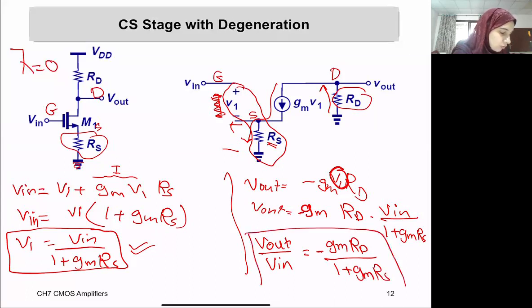Still, it's an inverting topology. If it was a common source alone, the gain was minus GmRd. Now with degeneration, the gain reduces and it becomes minus GmRd divided by 1 plus Gm times Rs. So the gain has reduced in the case of using this common source with degeneration. Is this derivation clear? Any question?